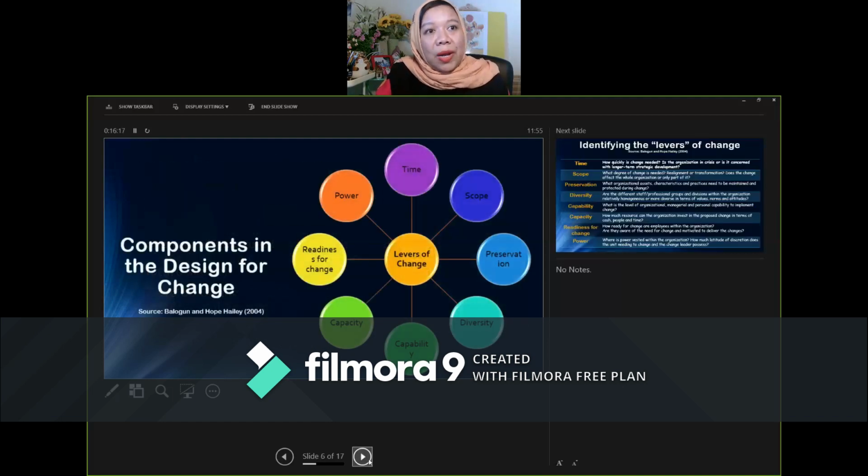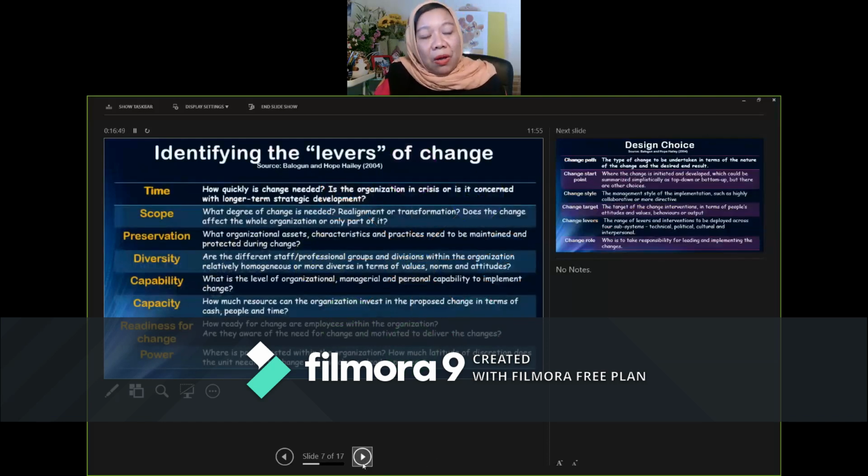So what are the components, or what we call the levers of change? Those become the anchor, which perspective you are going to see the change from. In this case, we go by Balogun and Hailey, who put forward eight of them: time, scope, preservation, diversity, capability, capacity, readiness for change, and also power. As a change management student, you really have to be able to recognize these. So what is the anchor or perspective that drives change, the levers of it? Time, for example.